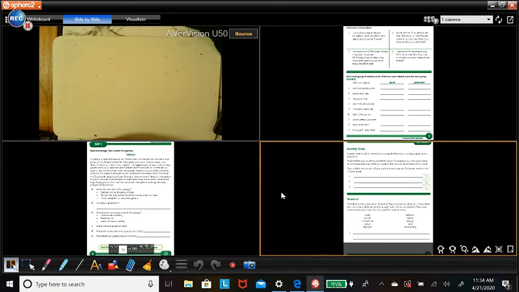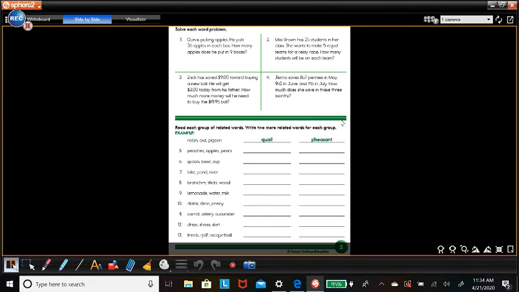Page 2 is a reading about flexibility, and I have to say that you are all very, very flexible right now because you're having to learn from home and use all this different technology. So you are a great example of somebody who is flexible. Let's move on to page 3. Page 3 has 4 math problems up here and then a word exercise. So let's start with the math problems.